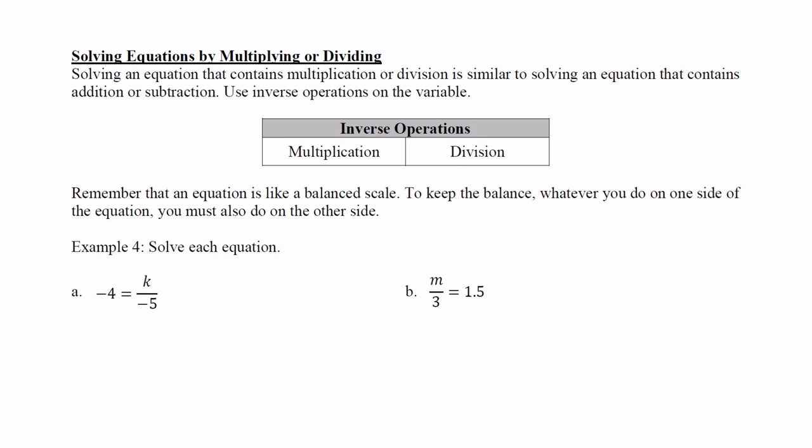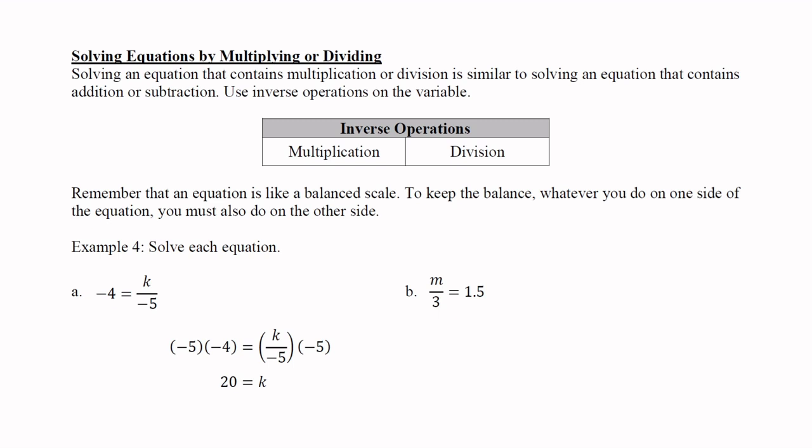So in A, we have k divided by negative 5. To get rid of that negative 5 on the bottom, because we're dividing, we need to multiply each side by negative 5. And when we do, we get negative 5 times negative 4 on the left, which gives us 20. And then the negative 5 on the bottom and negative 5 on the top on the right-hand side cancel each other, leaving us with just k. So in this equation, k equals 20.